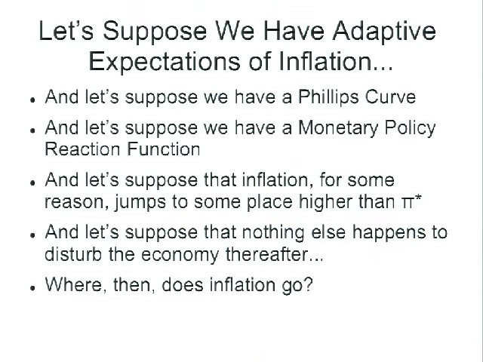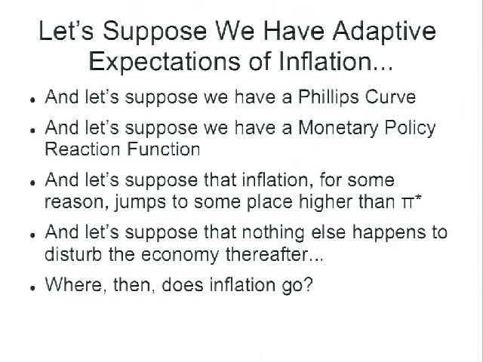All right. But let's suppose that we have our adaptive expectations of inflation. So let's suppose that something has happened to boost inflation to someplace significantly higher than our Federal Reserve's target rate of inflation, and suppose that nothing else happens to disturb the economy thereafter. What then happens? Where then does inflation go? How does the economy progress? What's its path of dynamic evolution in such a system? And the way to do this is to march through forests of algebra.